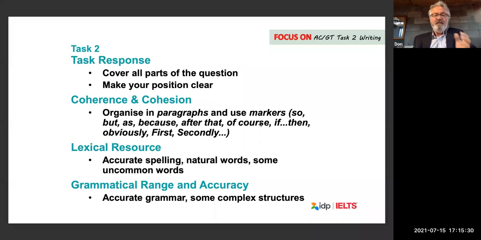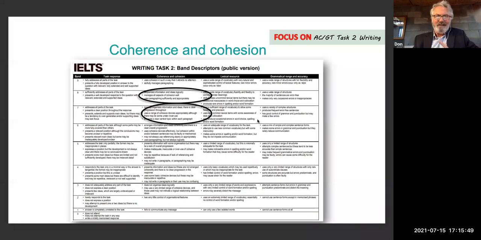And finally, for grammar, you want accurate grammar, and you want some complex sentences, some longer sentences. Think about relative clauses. Think about conditional sentences. Okay. Let's look at these criteria in turn.